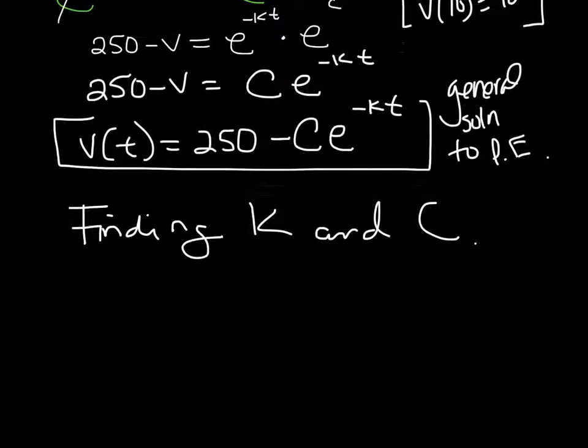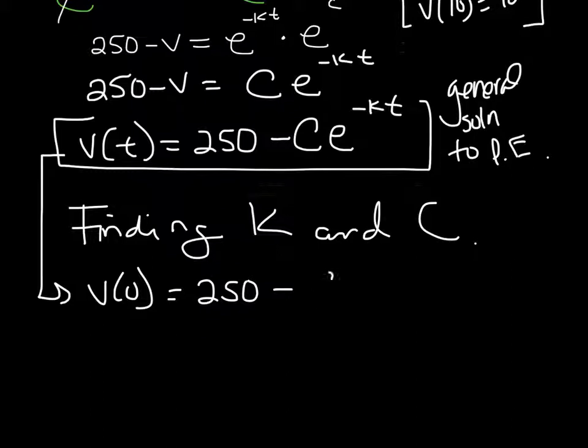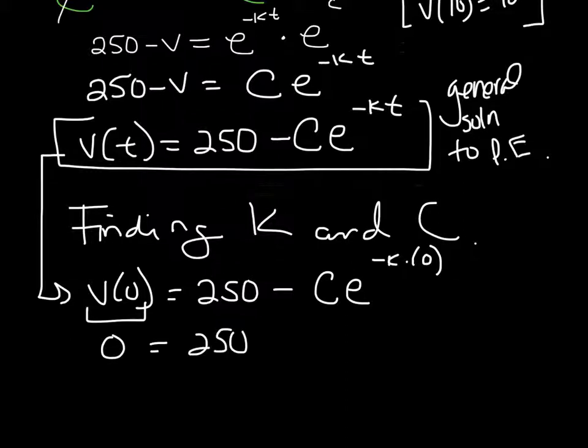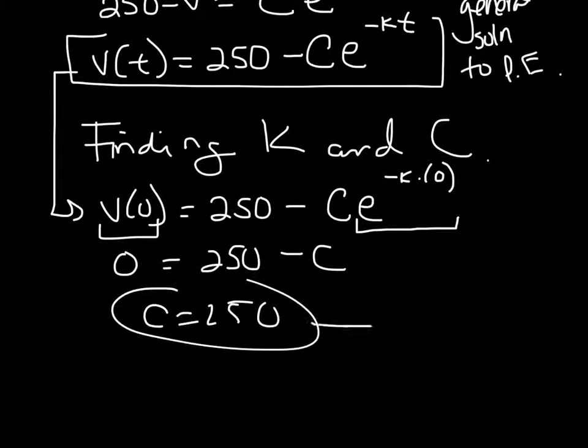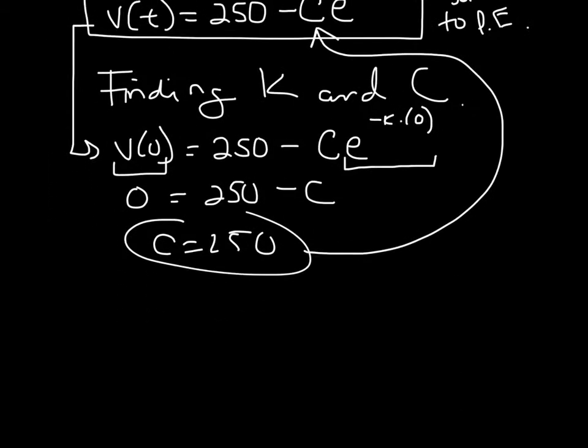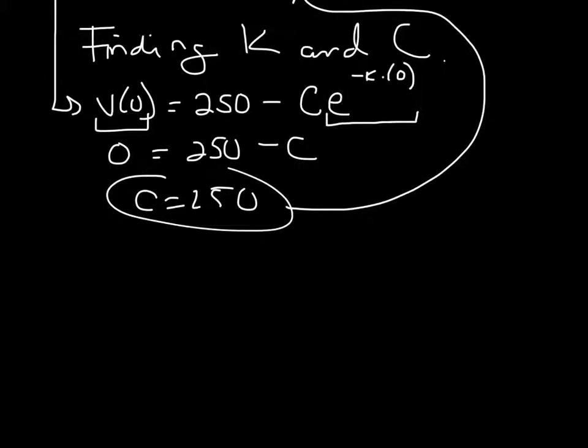Let's use our v of 0. So v of 0 equals 250 minus c e to the negative k times 0. Well, this is 0, and e to the 0 power is 1, so minus c. Well, 250 minus what is 0? C has to be 250. Okay, so there's our 250. Let's go ahead and move this up a little.